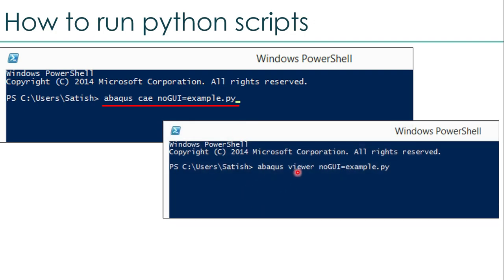The other way is you can use the viewer option instead of CAE. What it will do is run this script in the viewer. The obvious difference is in the functionality: with the CAE option you can use the CAE functionality as well as the viewer functionality, since whenever you launch Abaqus CAE you can see the visualization modules also. So it will take all the tokens, for the CAE as well as the viewer. But if your script is only using the viewer functionality, then you can directly write viewer and the script name. In this case also it will not launch the GUI; it will run the script in the backend only.